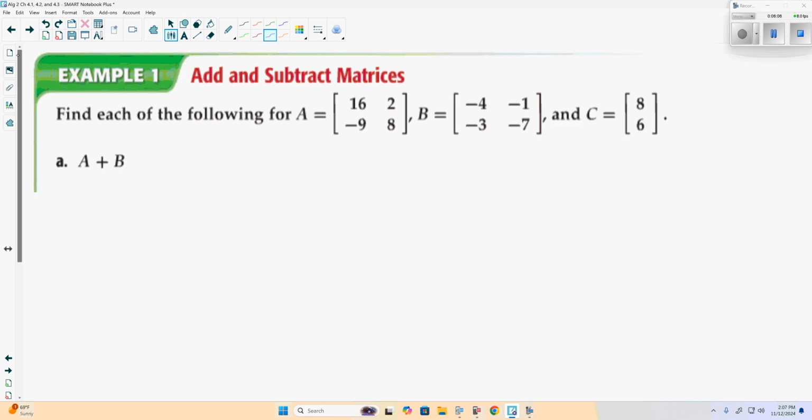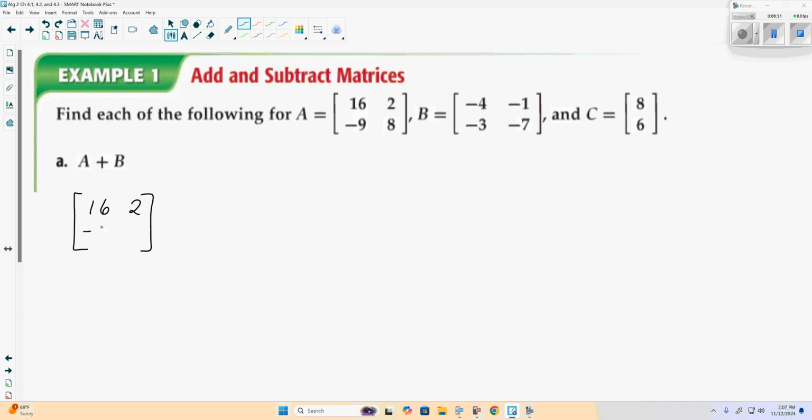Questions on determining the dimensions and elements? We feel good with this here? All right, addition, subtraction. We've done addition and subtraction before. We did this in the first chapter. Now, the only way we can add or subtract two matrices is if the dimensions are the exact same.